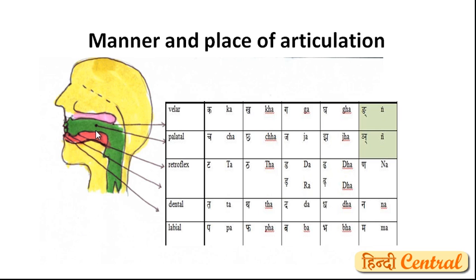The third series are retroflex letters. These are pronounced with the tip of the tongue curled up towards the hard palate. The fourth series of letters is pronounced with the tongue against the upper teeth. The fifth series is pronounced with the lips.